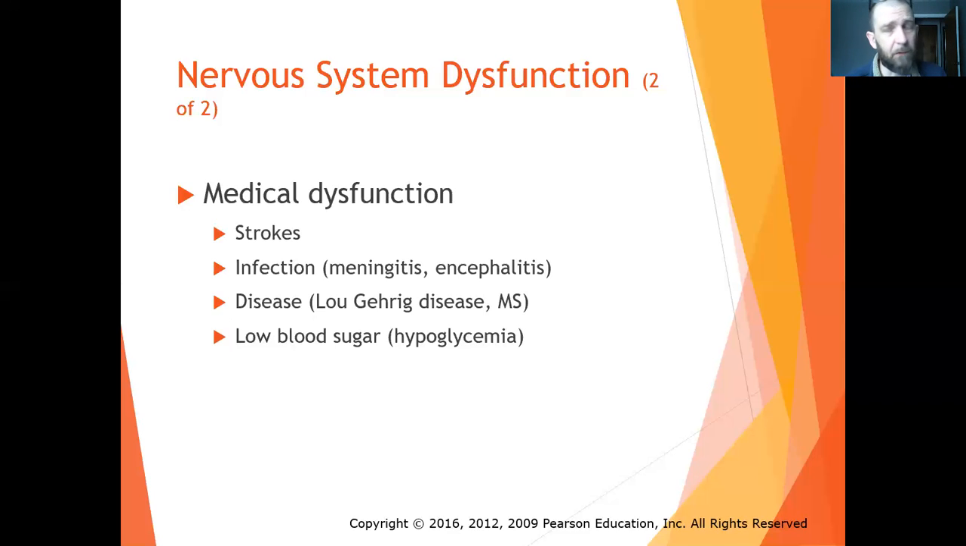And then we can have low blood sugar. As we said earlier, the brain is really susceptible to changes when it doesn't have enough oxygen or glucose. So when they're hypoglycemic, which means low on blood sugar, we can see dysfunction of the nervous system. So those are some ways for that to happen.